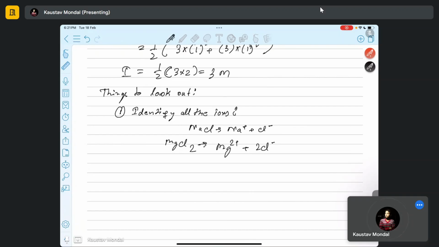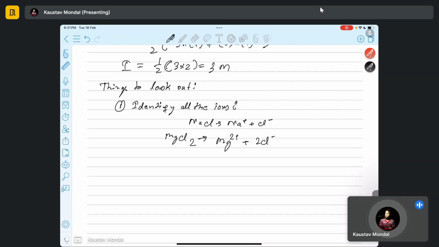So you have to first figure out what are the types of ions, and what are the charges of the ions that are present in the solution. That is the first thing that you have to identify. Second thing is to determine the concentration of each ion, right? This is also a very important thing.